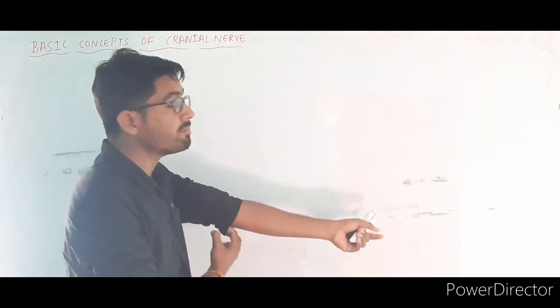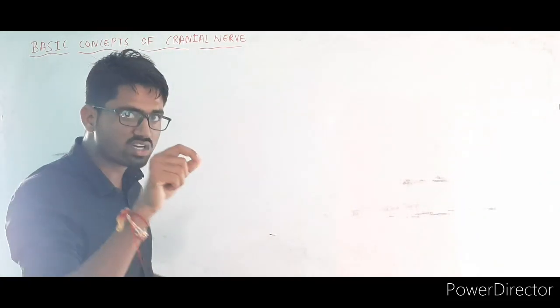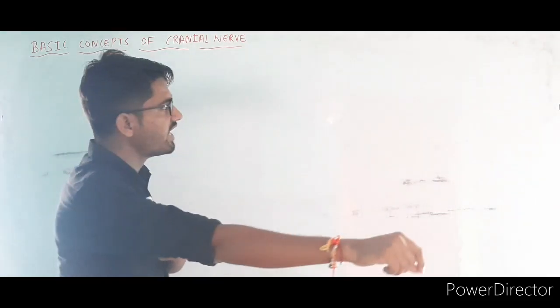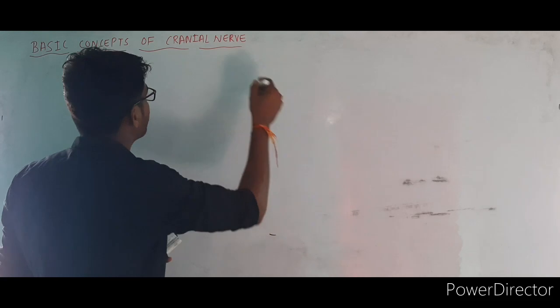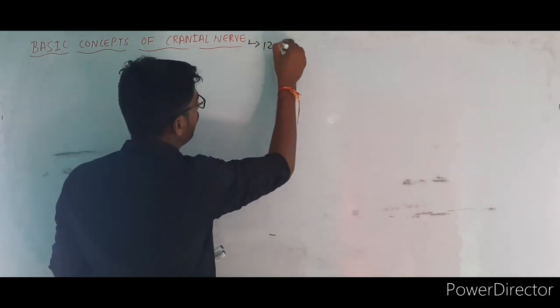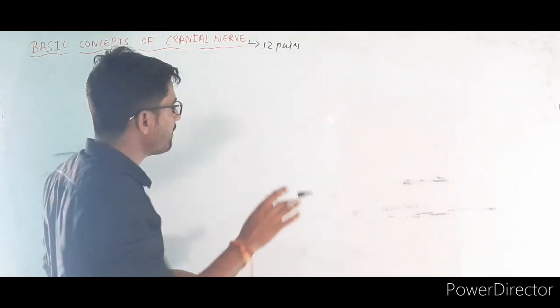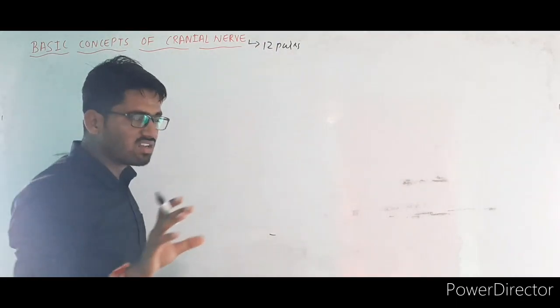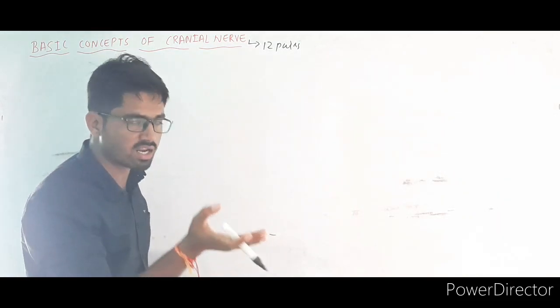This video is based on the basic concepts which you have to understand, if you want to understand cranial nerves properly. Before going to explain anything, I would like to tell you there are 12 pairs of cranial nerves. The names I will tell you. First of all we have to see which is sensory, which is motor, and which is mixed.